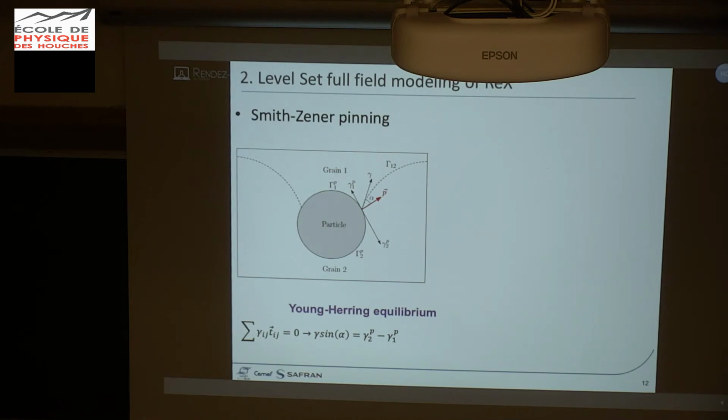What you can see in my scheme is that in dotted line you have one grain interface, and in the gray part you have a static second phase particle. Finally, the Smith-Zener pinning aspect is quite simple to understand because it is exactly the same equation that you have at a triple junction between three grains. It's finally to respect the Young-Herring equilibrium at the interaction position of the grain interface, but here not between three grains, but between two grains and static particles.